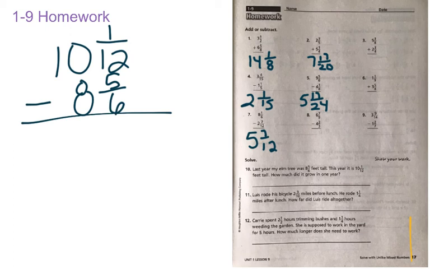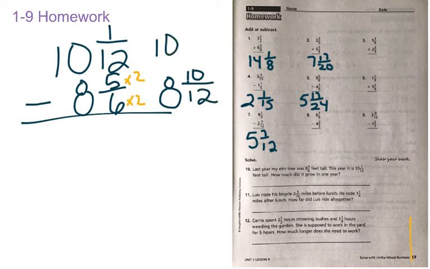Well, you have to first find a common denominator. And I know that 6 is a factor of 12 because 6 times 2 is equal to 12. So I'm going to multiply top and bottom by 2. First thing I'm going to do is bring over my whole number so I don't forget it. 5 times 2 is equal to 10, and 6 times 2 is equal to 12. And now I have 10 and 1/12 minus 8 and 10/12.